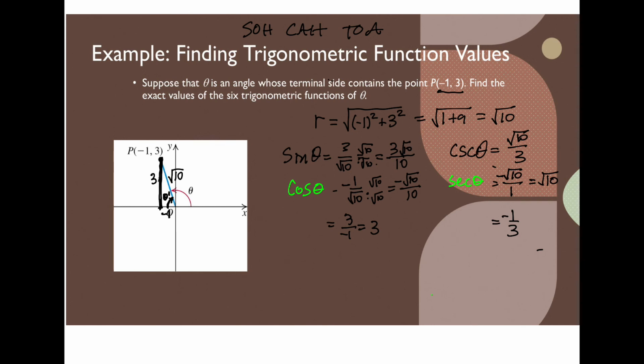Just highlighting these in green. I guess I could have just underlined them. But these are the ones that in the second quadrant we see are really always going to be negative. Why? Because they both involve an x. Sine is opposite, or the y value, over hypotenuse, and y is positive in this quadrant.